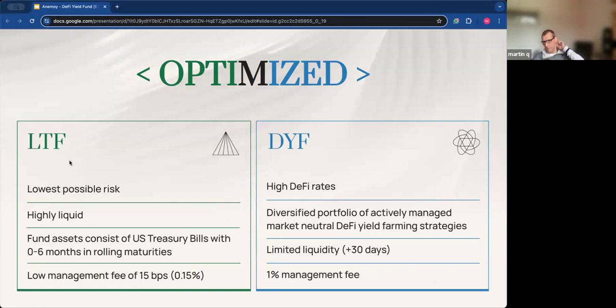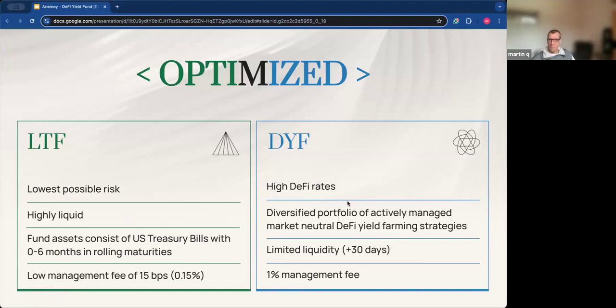You see on the left side the existing Liquid Treasury Fund, and on the right side the coming DeFi Yield Fund. Just compare that a little bit. T-bills are most likely the lowest risk you can have on the market currently. It's basically like holding US dollars, but with yield. Your counterparty is the US government or the US Treasury. DeFi yield, of course, is a higher return, but also higher risk.